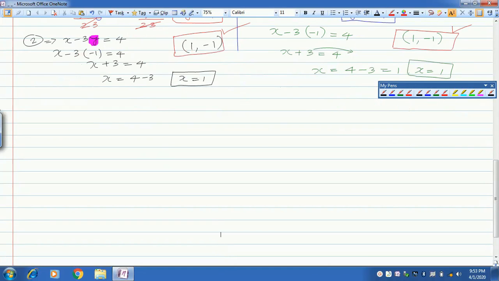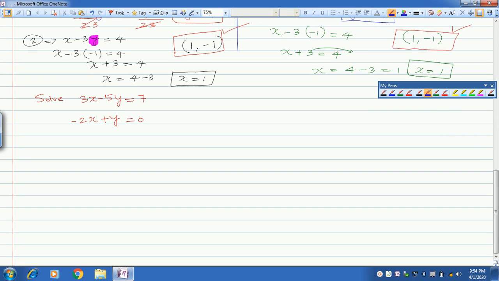Okay, we will take another example. Solve 3x minus 5y equals 7 and minus 2x plus y is equal to 0. Now I have to solve these equations.